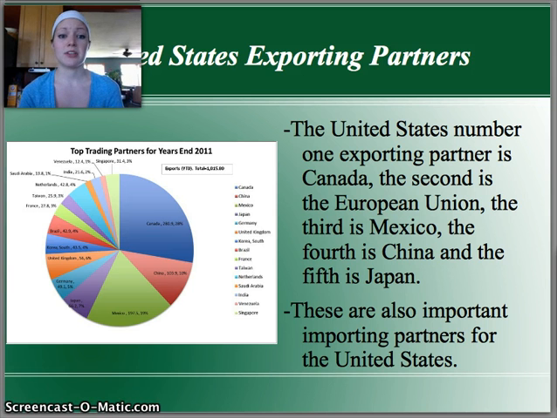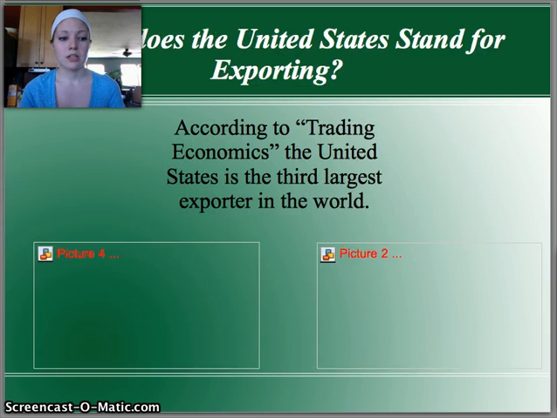Next, I'm going to talk about the United States exporting partners. The United States is the number one exporting partner to Canada. Next is the European Union. The third is Mexico. The fourth is China. And the fifth is Japan. These exporting partners are also important to us because they are also our importing partners. And then to the left, there's just a diagram showing our top trading partners in the year of 2011, so a graph that's kind of recent.